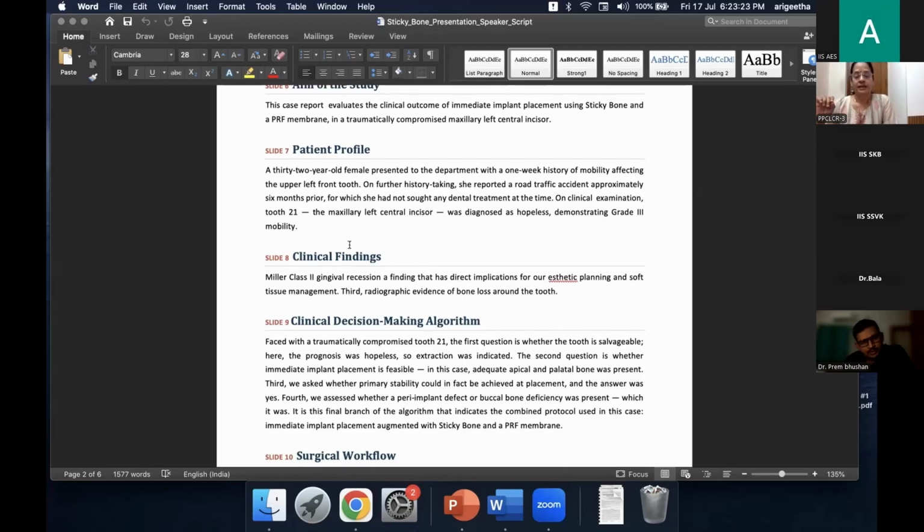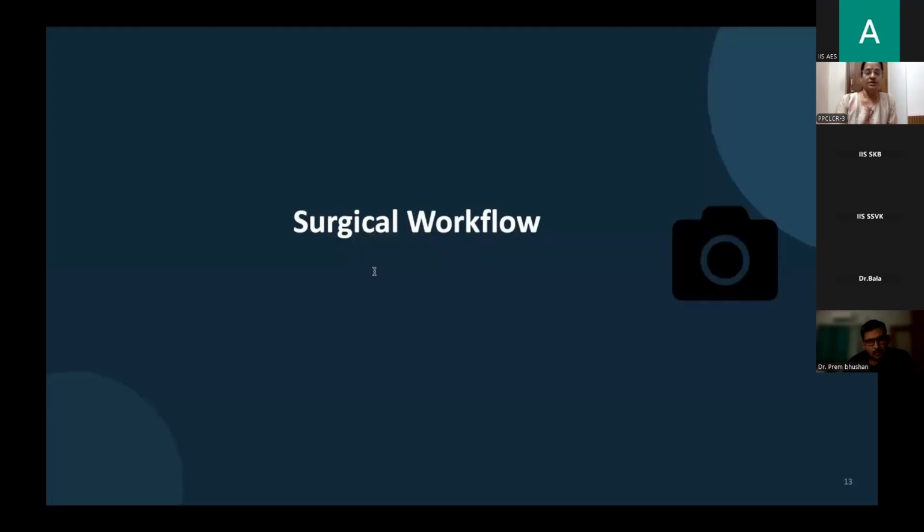Finally, because of the presence of a buccal bone defect, we thought that we can use a combined protocol, that is immediate implant with sticky bone and a PRF membrane. So moving on to the surgical workflow.